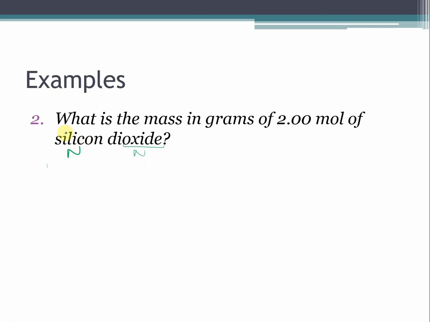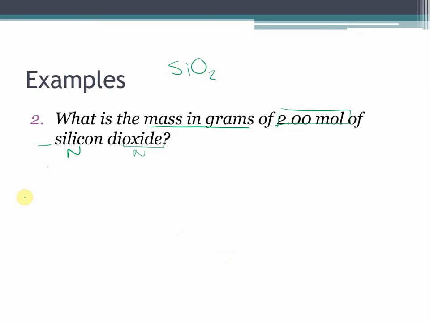The fact that it says silicon out front without a prefix means there's just the one silicon. Remember, if there's just one of your first element, it doesn't get a prefix. Mono is a bad thing, so don't say it if you don't gotta say it. So we've got silicon, and then dioxide means we have oxygen, 2 of those, SiO2. So now that we've got our formula, we can set up our problem. We are looking for the mass in grams of 2.00 moles of SiO2.